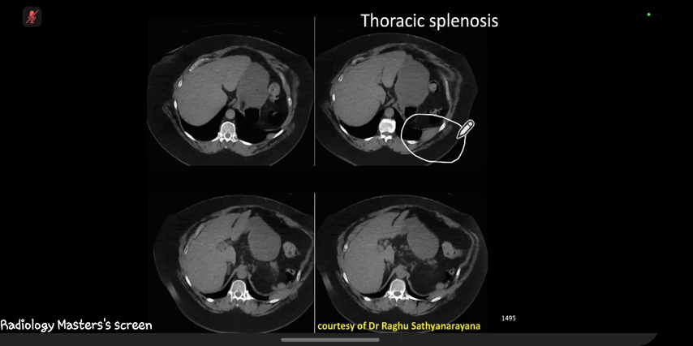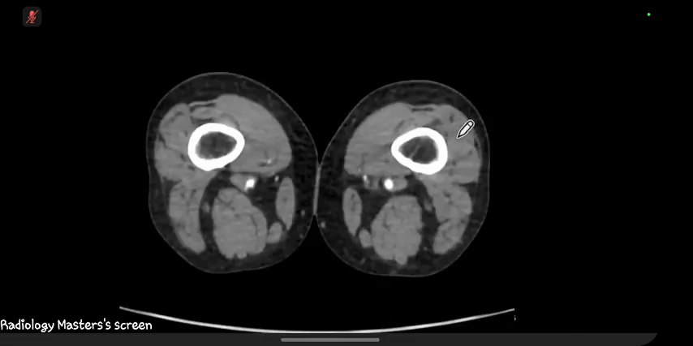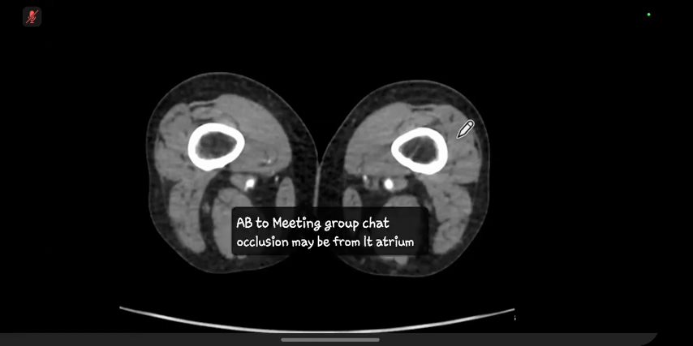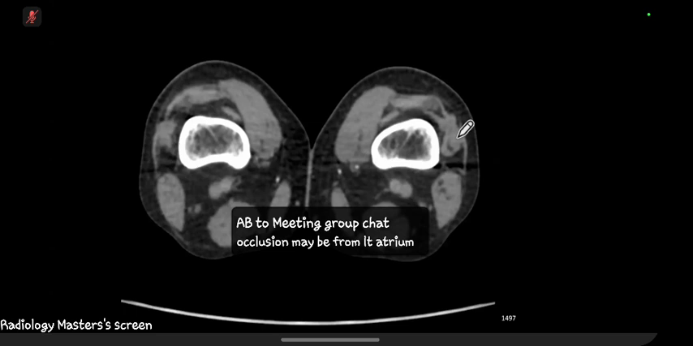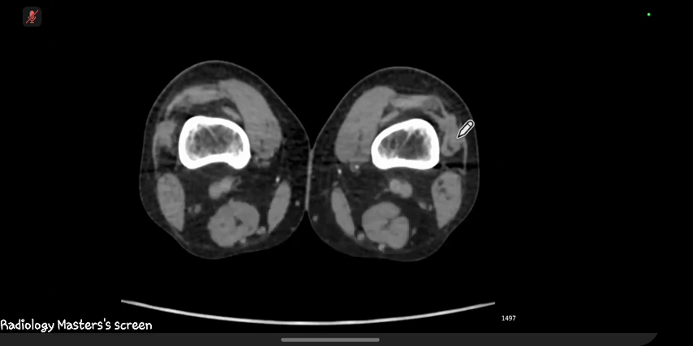Now, whenever you see normal-looking vessels in somebody who's got cold, pulseless feet, rather than thinking about arteriosclerosis, think about embolism from, for example, a left ventricular clot. And so look above the diaphragm, and in this particular patient they had a left ventricular thrombus.